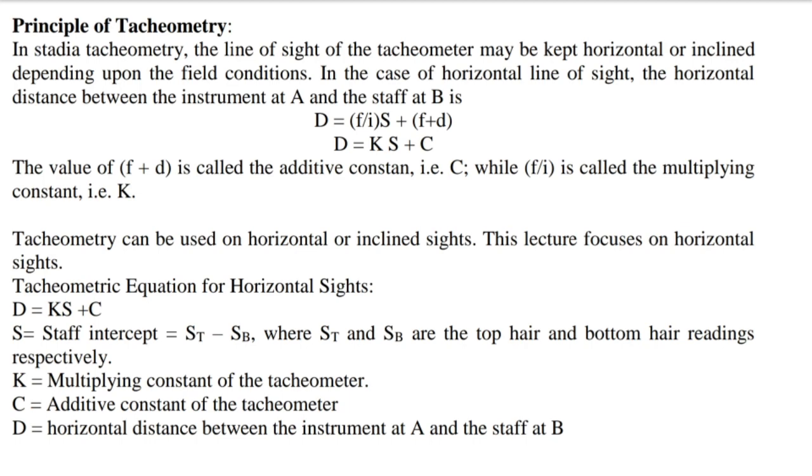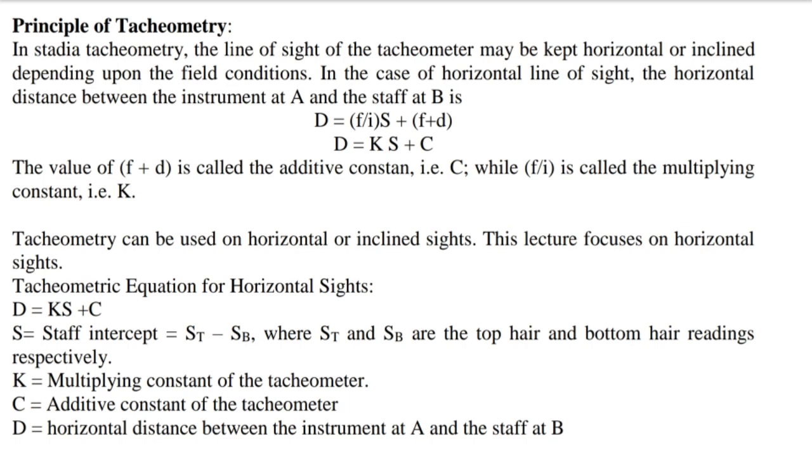Principle of tacheometry. In stadia tacheometry, the line of sight of the tacheometer may be kept horizontal or inclined depending upon the field conditions. In case of a horizontal line of sight, the horizontal distance between the instrument at A and the staff at B is D = (F/I)S + (F + D), that is D = Ks + C. The value of F + D is called the additive constant, that is C, while F/I is called the multiplying constant, that is K. Tacheometry can be used on horizontal or inclined sights. This lecture focuses on horizontal sights.